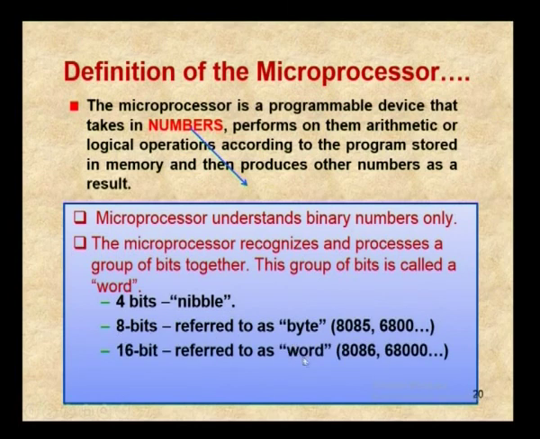The advanced processors like 8086, 6800, can process 16 bits together. So, a 16-bit number is called a word. Then you have the long word: we have the ARM processor and other later processors, which can process a group of 32 bits. So, 32 bits is called a long word.